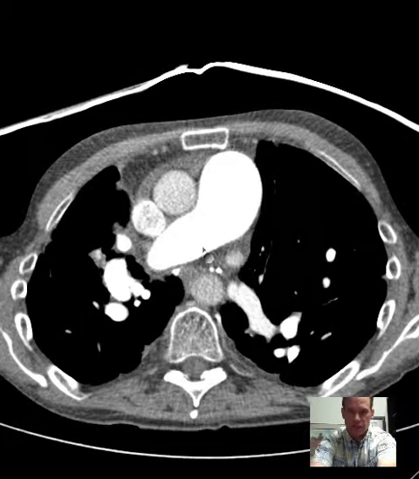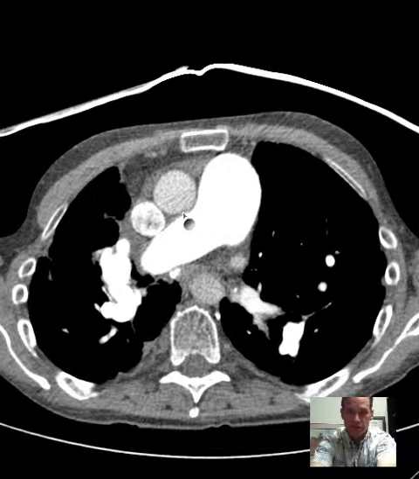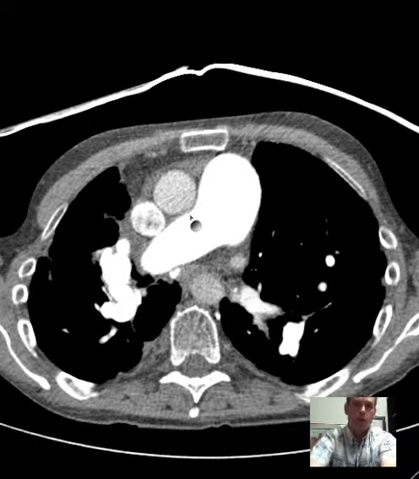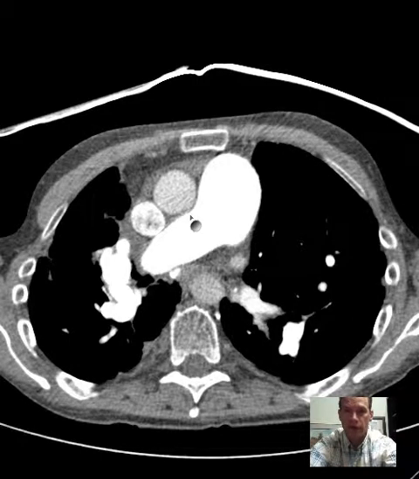Look at the size of this main pulmonary artery. Look at the size of it, the diameter, the right and left main pulmonary artery, compared to the aorta. The main pulmonary artery, of course, is much bigger than the aorta, and this right main pulmonary artery is quite a bit bigger than the aorta as well. What does that indicate? It indicates pulmonary arterial hypertension.